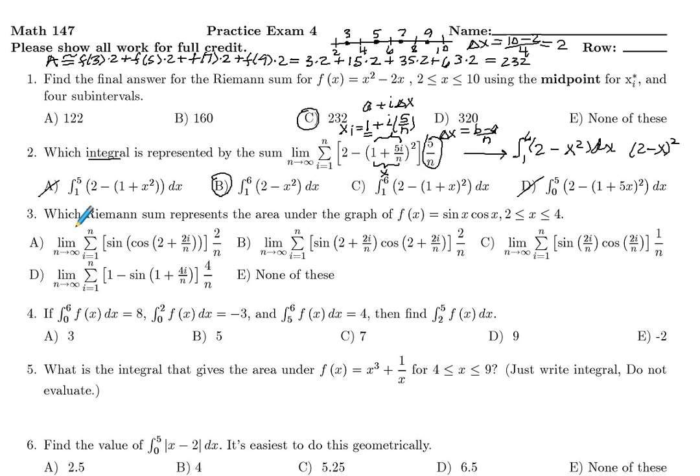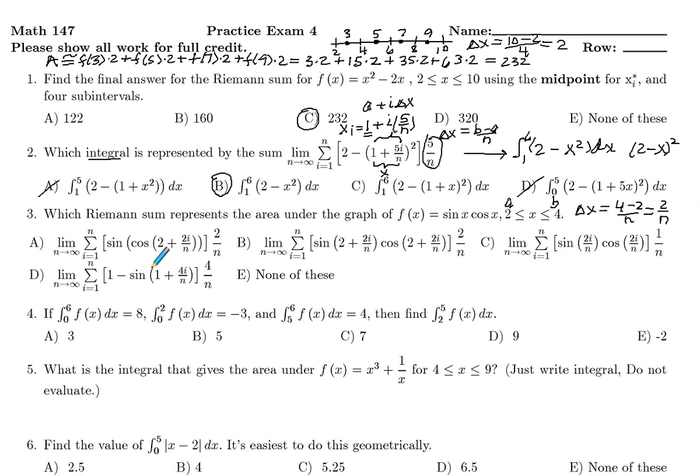Okay, number 3, we're going the other way. We're given the function, we're given the starting and ending points, so this is your a, this is your b, and they want us to match up the right limit. Well, first of all, let's see what delta x is. So your delta x here is b minus a over n, so 4 minus 2 over n, which is 2 over n.